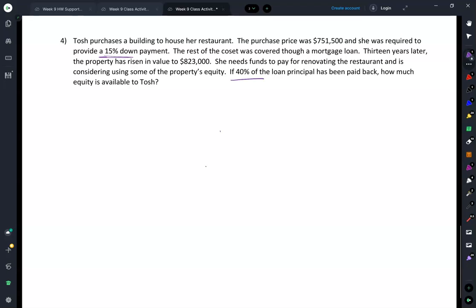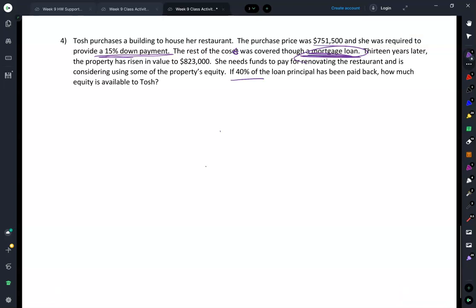Number 4 is a little more complicated. So we have Tosh purchases a building to house her restaurant. The purchase price was $751,500, and she was required to provide a 15% down payment. The rest of the cost was covered through a mortgage loan. Okay, so we're going to need to know that eventually.